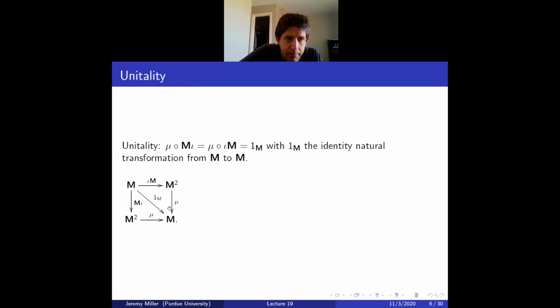And the unit is a similar diagram. Sorry, you could put the unit natural transformation on the left or the right, and then if you multiply, that's the same thing, and it's the same as just the identity natural transformation from M to M. Also, if anyone wants to stop me and just say I don't know what a natural transformation is, or I don't know what a functor is, feel free to say things like that.